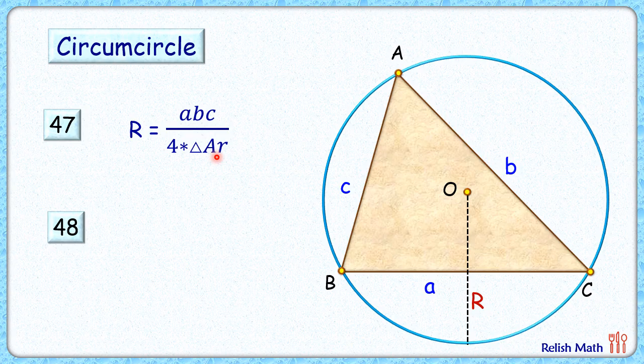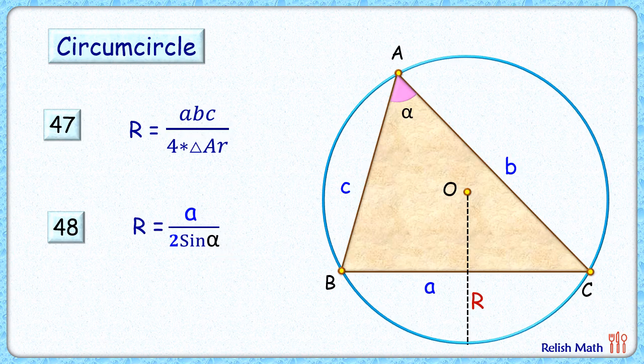Very important formula. And the 48th formula is also important, that is this capital R, the radius of the circumcircle, is also given by A upon 2 times sine alpha, where alpha is the angle opposite to this side length A. So R can also be found by B upon 2 times sine B, or C upon 2 times sine C. And this formula is derived from the famous sine rule.